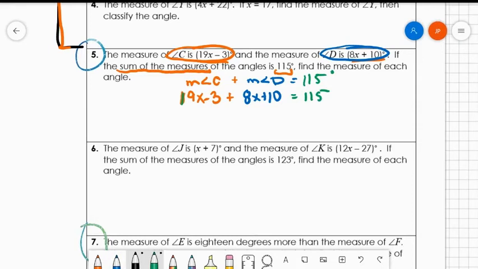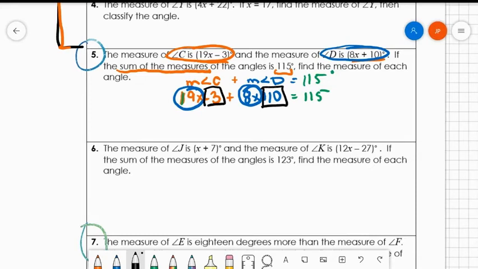Our goal now is that we need to solve for x. So remember, when I'm doing that, first thing I need to do is combine like terms. My like terms: I've got a 19x and an 8x, and then I've also got like terms in that negative 3 and that positive 10. I'm actually going to put shapes around them because that helps some people.